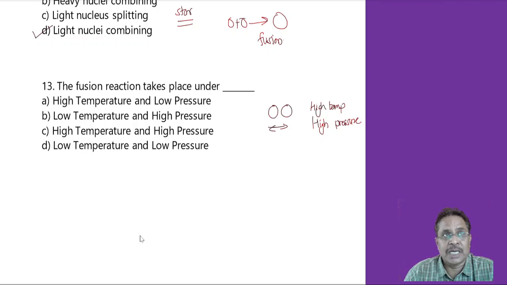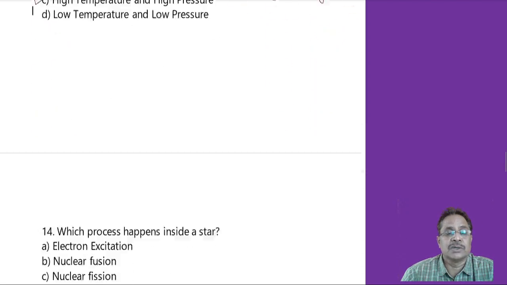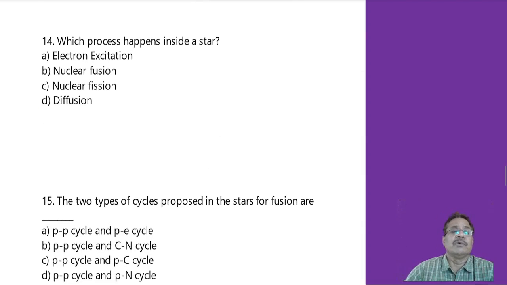All these conditions are found inside the core of the star, and therefore inside the core of the star such type of fusion reactions take place, and therefore option C is the correct option for this question number 13. That is, high temperature and high pressure is required for fusion reaction to take place in the stars or such objects. Question number 14.